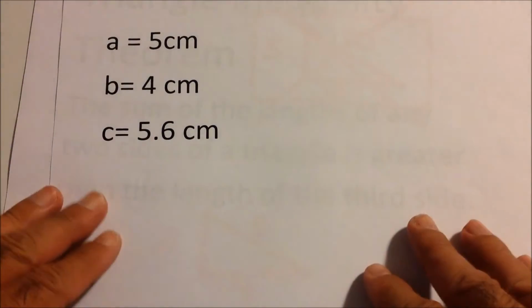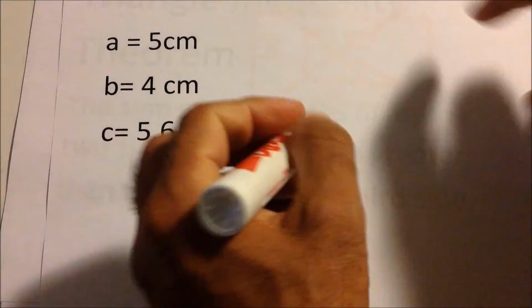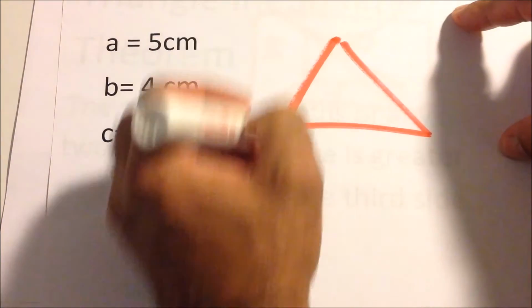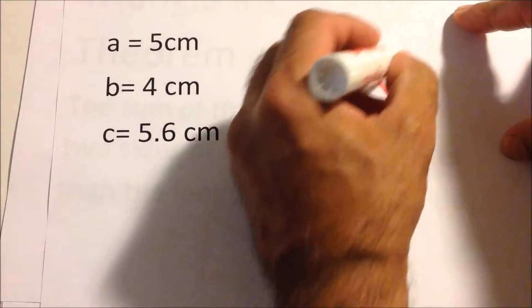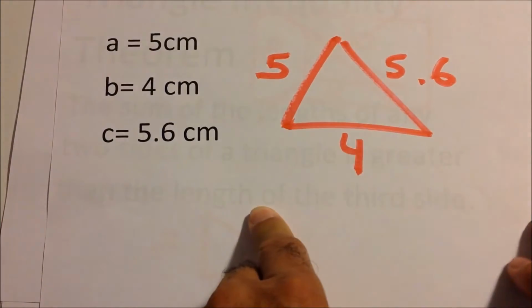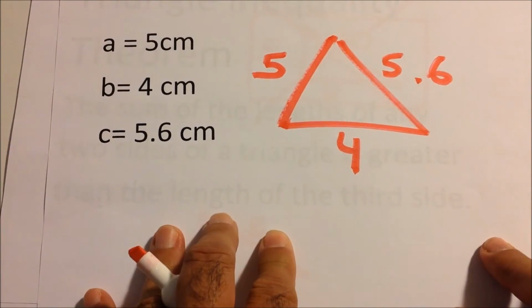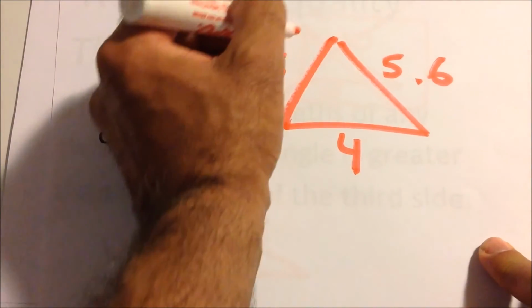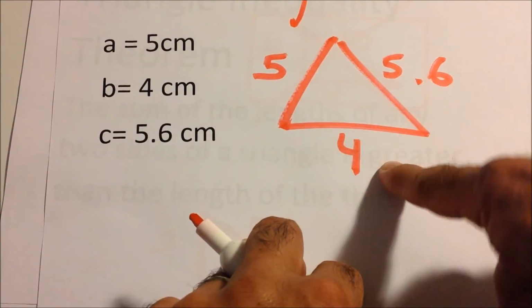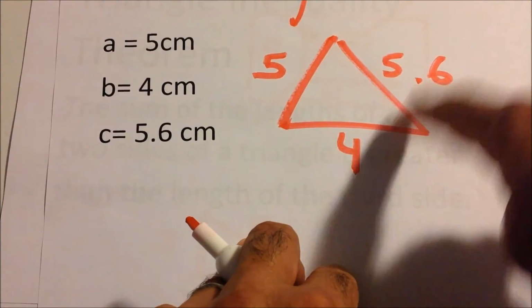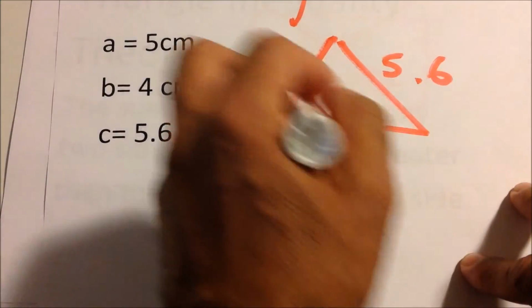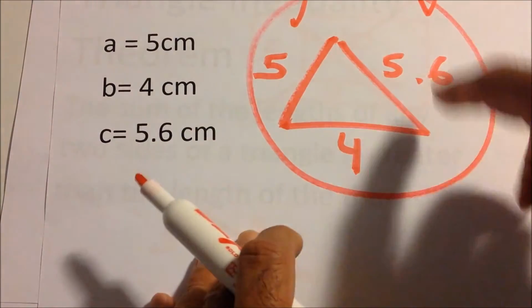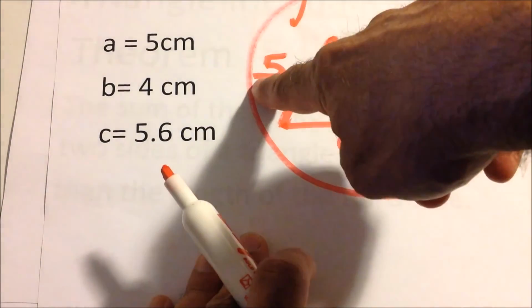So let's just do one more. Can we make a triangle out of this? Just draw a basic triangle, it doesn't matter what it is. We have one that's 5, one that's 4, and 5.6. So is this a triangle? 5 plus 4 is 9. 9 is greater than 5.6. That checks off. 5.6 plus 4 is greater than 5. 4 and 5.6 is greater than 5. This is a triangle. So each two sides have to be greater than the other.